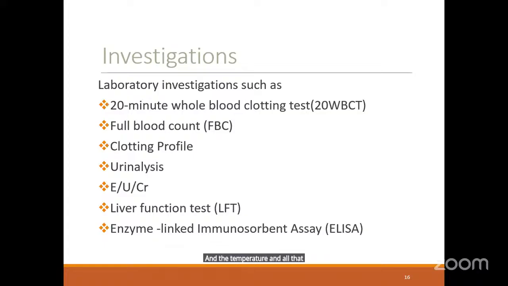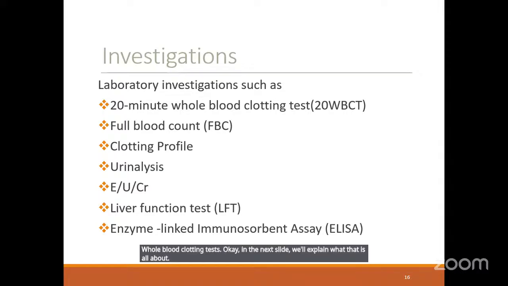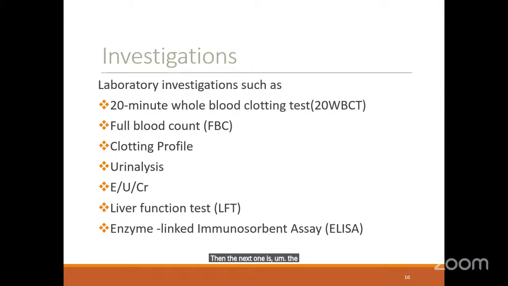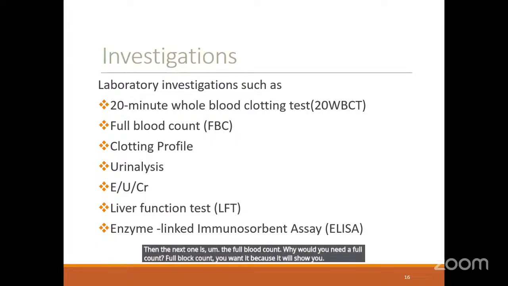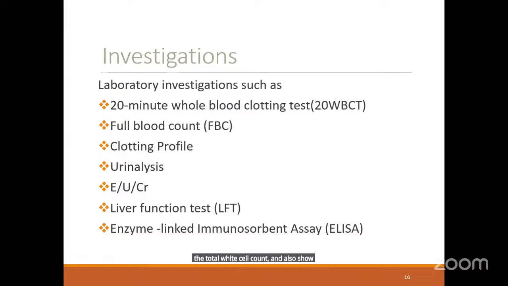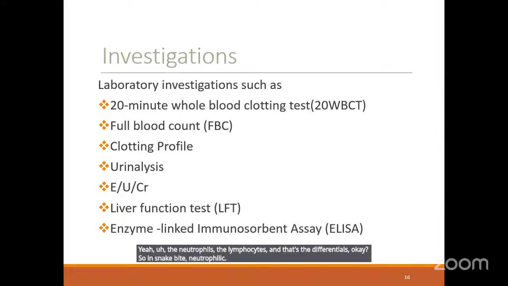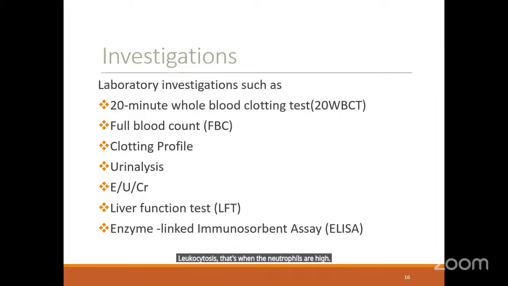Then investigations. Some investigations are vital. The first one is what you call the 20-minute whole blood clotting test. In the next slide, we'll explain what that is all about. Then the next one is the full blood count. Why would you need a full blood count? It will show you the total white cell count and also the neutrophils, the lymphocytes, and that's the differentials. So in snake bite, neutrophilic leukocytosis, that's when the neutrophils are high, signifies systemic envenomation.